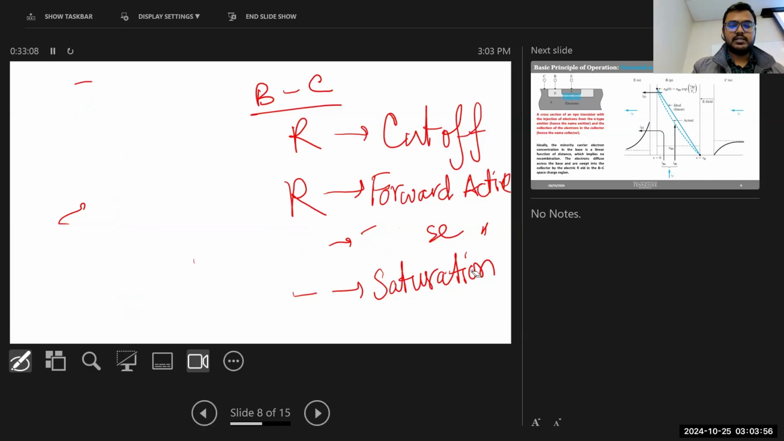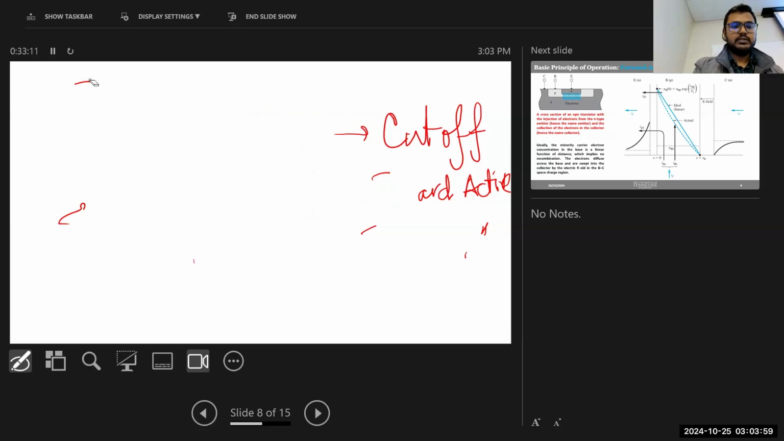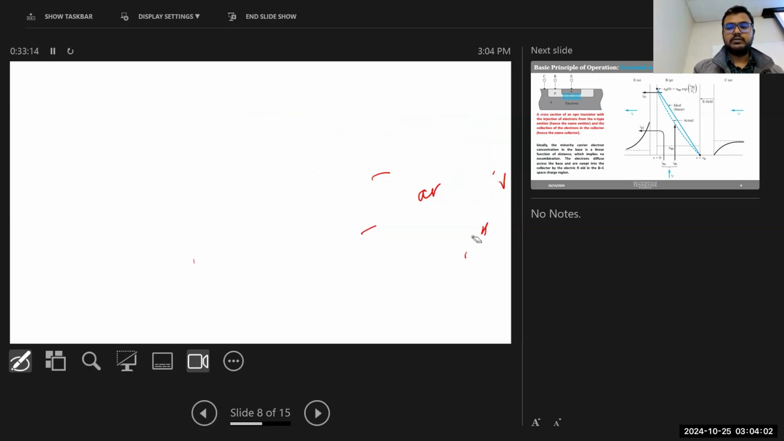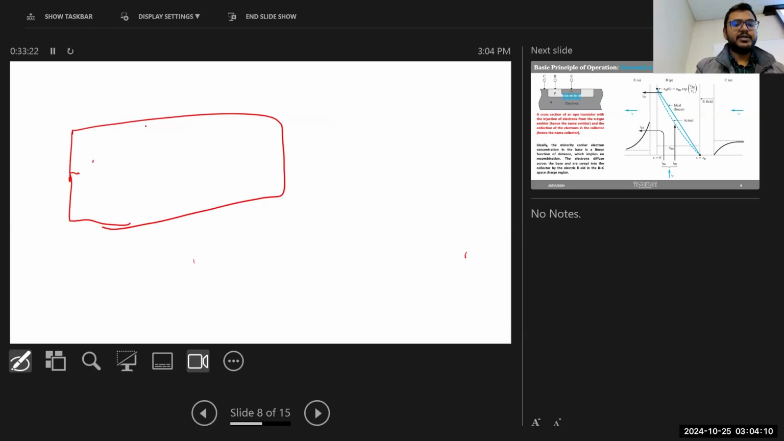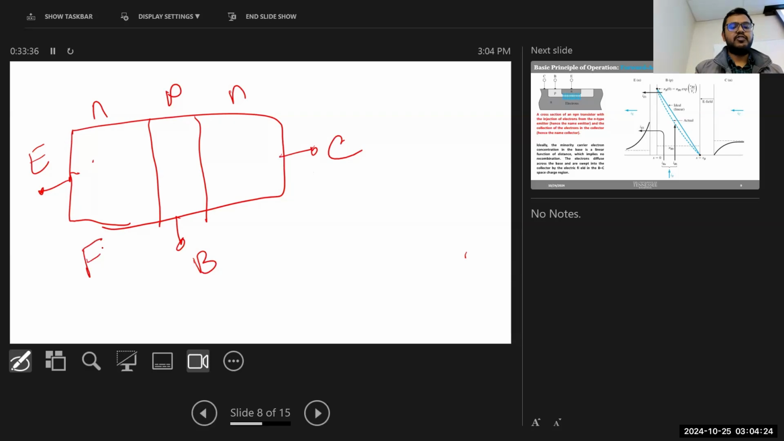Let's erase this and draw the structure again. We have the emitter, base, and collector. This is N, P, and these are N regions. So this is the emitter, this is the base, this is the collector. This junction is forward, and this junction is reverse, right? Before biasing, we remember that we will have the diffusion of carriers, right? When we don't have any bias, there are more number of electrons.